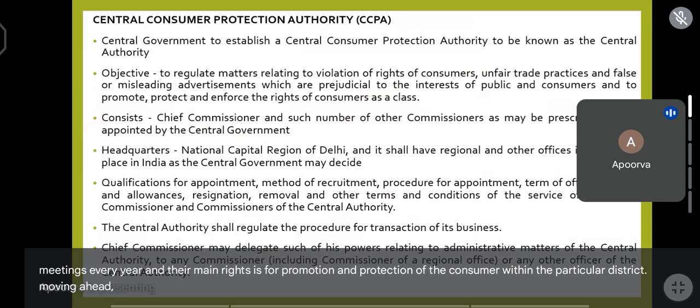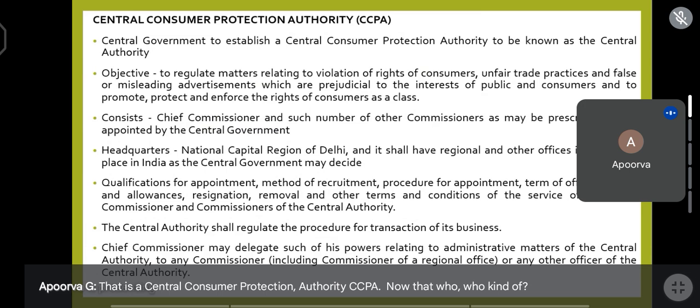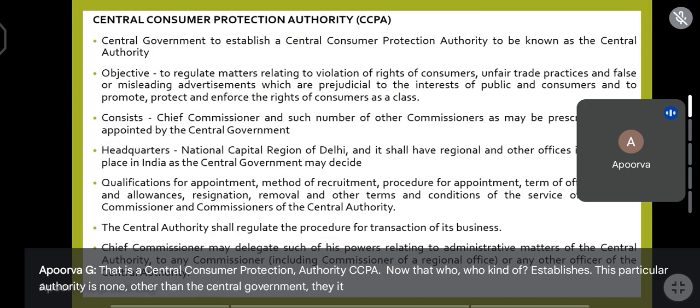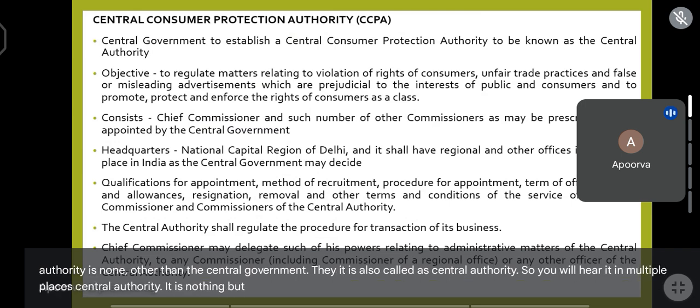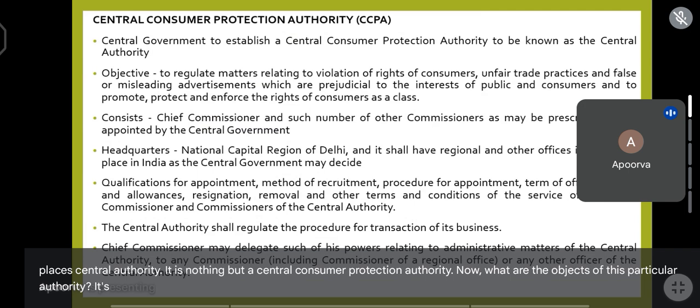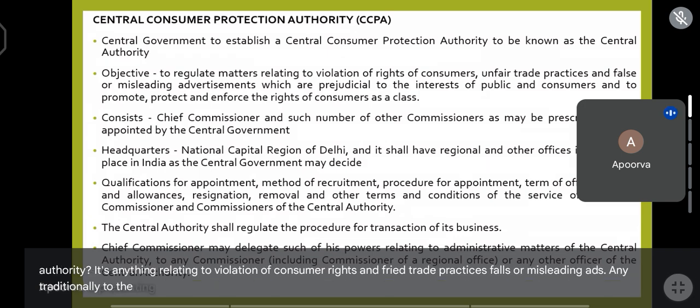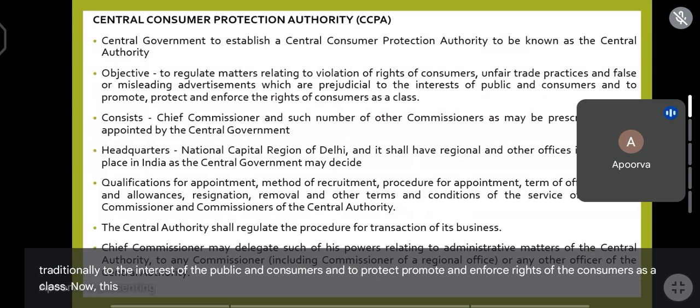Moving ahead, there is the Central Consumer Protection Authority, CCPA. Who establishes this authority is none other than the central government. It is also called the central authority, so you will hear it in multiple places as central authority. It is nothing but the Central Consumer Protection Authority. Now, what are the objects of this authority? It covers anything relating to violation of consumer rights, unfair trade practices, false or misleading ads, anything prejudicial to the interest of the public and consumers, and to protect, promote, and enforce the rights of consumers as a class. This is their objective.